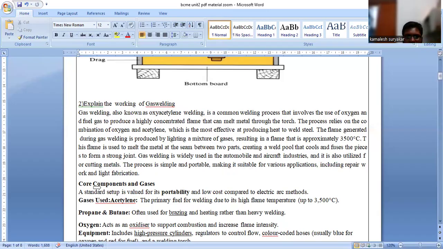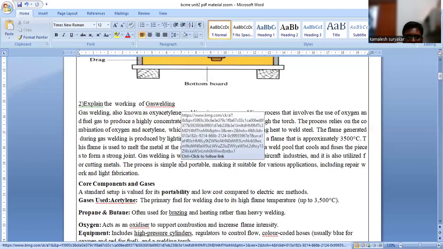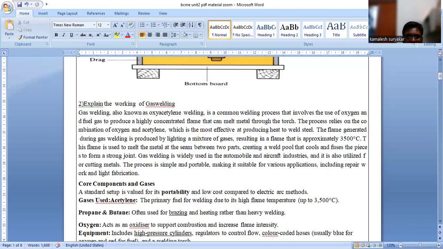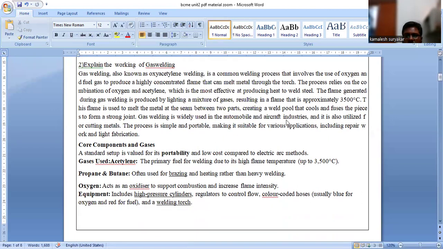Okay. So what is happening here? The pool fuses the pieces and forms a strong joint. A very strong joint is formed. This gas welding is widely used in the automobile and aircraft industries, you can see.